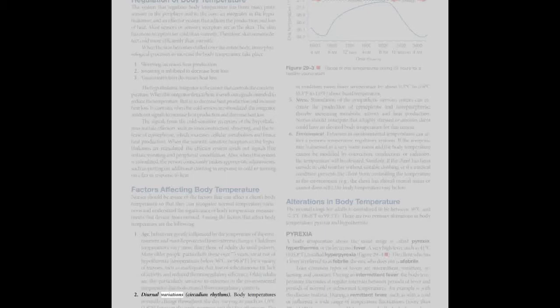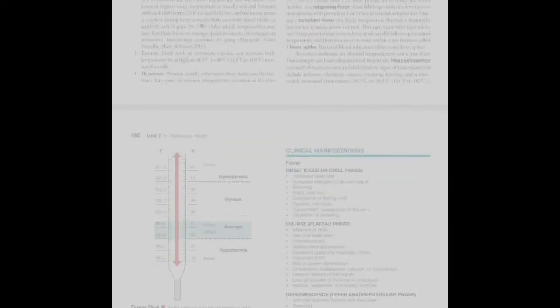2. Diurnal variations, circadian rhythms. Body temperatures normally change throughout the day, varying as much as 1.0 degrees Celsius, 1.8 degrees Fahrenheit, between the early morning and the late afternoon. The point of highest body temperature is usually reached between 1600 and 1800 hours, 4 p.m. and 6 p.m., and the lowest point is reached during sleep between 0400 and 0600 hours, 4 a.m. and 6 a.m., figure 29-3.